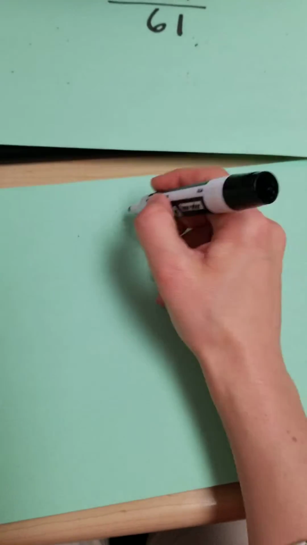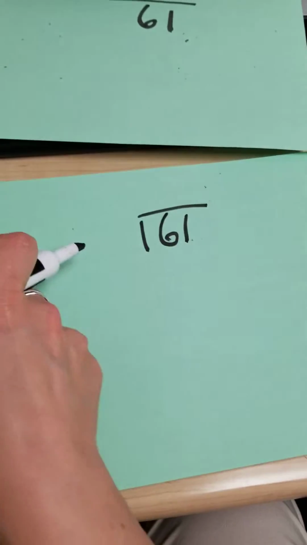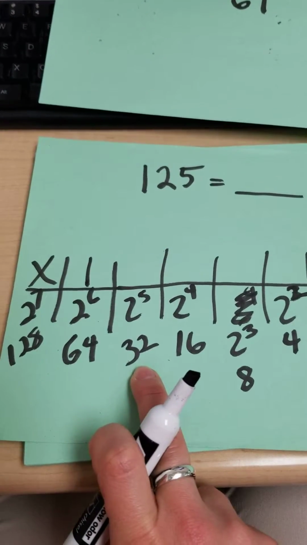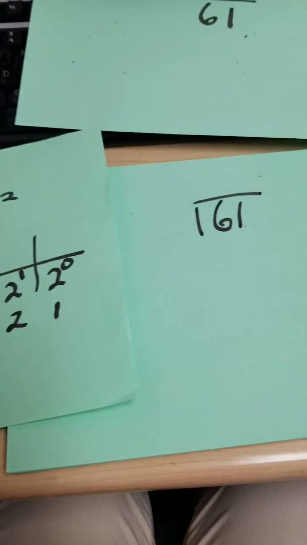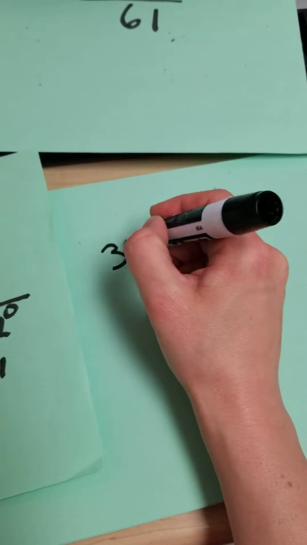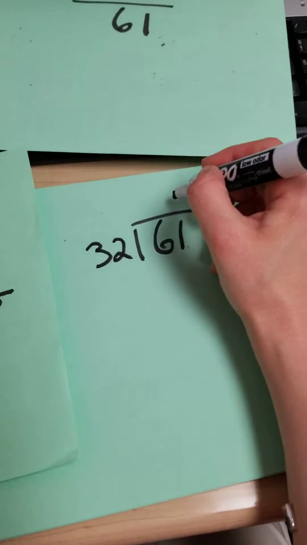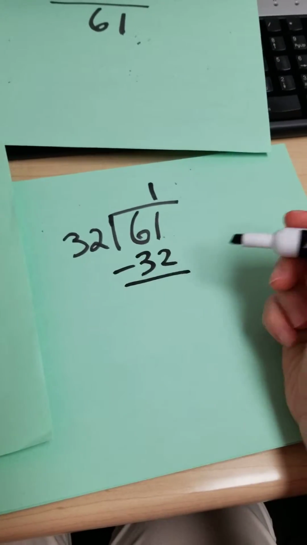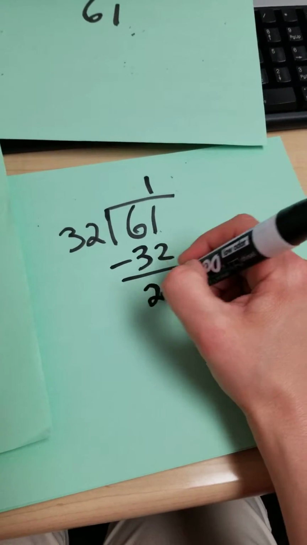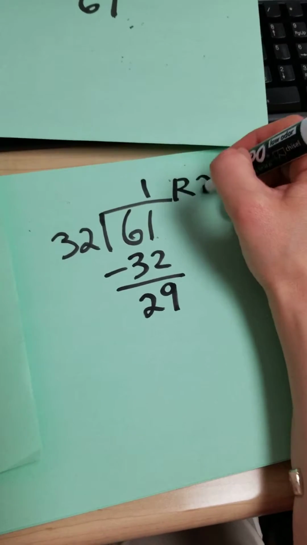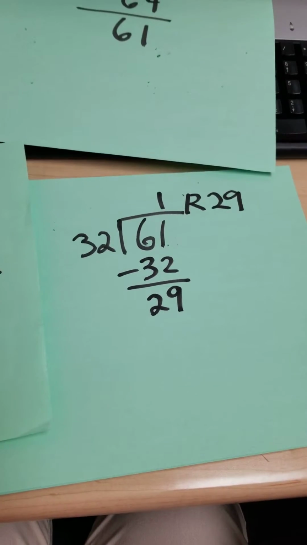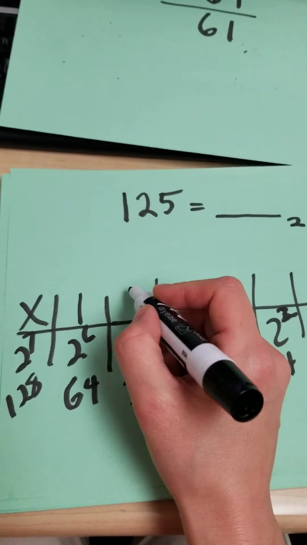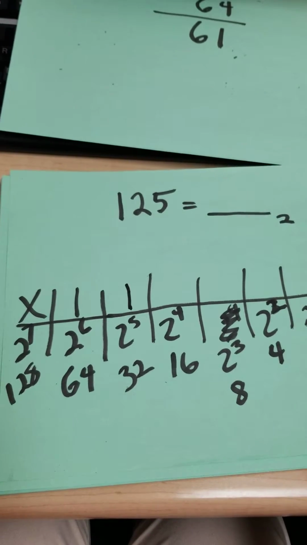Of those 61 remaining jelly beans, let's look at the next place value. Now I want to get groups of 32. How many groups of 32 can I get out of 61? I think we can only get out 1. So 32 taken away from the 61 that we already had leaves a remainder of 29. So that 1 refers back to one group of 32.